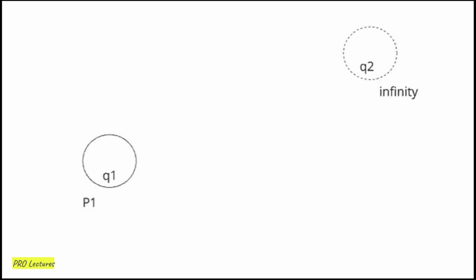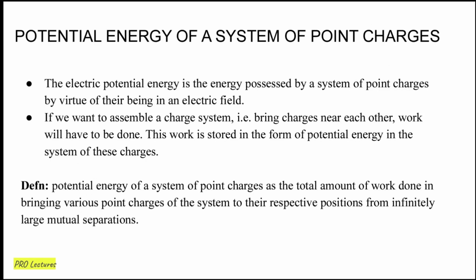Let's start by considering 2 point charges. Consider charge Q1 placed at a specific point, say P1. The second charge Q2 is initially far away at infinity. If we want to bring the charge Q2 closer to Q1, work has to be done. This work is stored in the form of potential energy. This leads us to define potential energy of the system of point charges as the total amount of work done in bringing various point charges to their respective positions from infinitely large mutual separations.